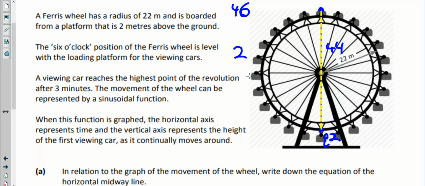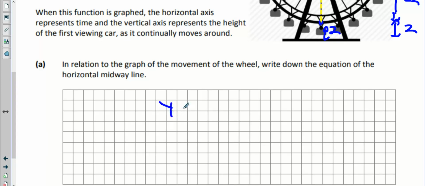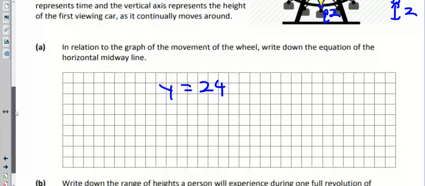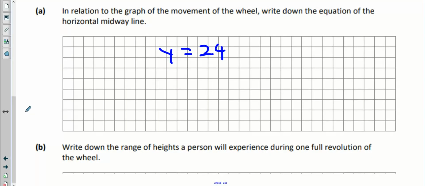Now we all know that the midway line is the middle of the Ferris wheel, right? Well, how high off the ground is that? It's 22 for the radius and an extra 2 for the height. So it's a value of y equals 24. So y equals 24 is what's referred to as your midway line. Okay? Now, next thing. Write down the range of heights a person will experience during one revolution of the wheel. I think we already did this. What was it? 2 and 46. A minimum height of 2 and a maximum height of 46.